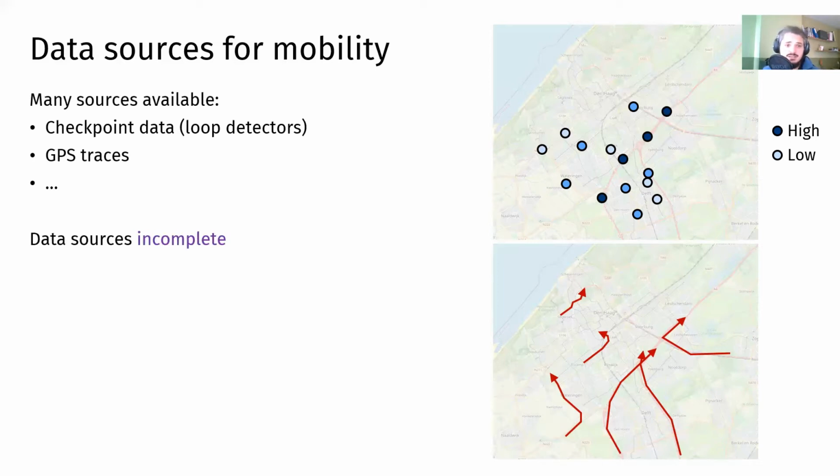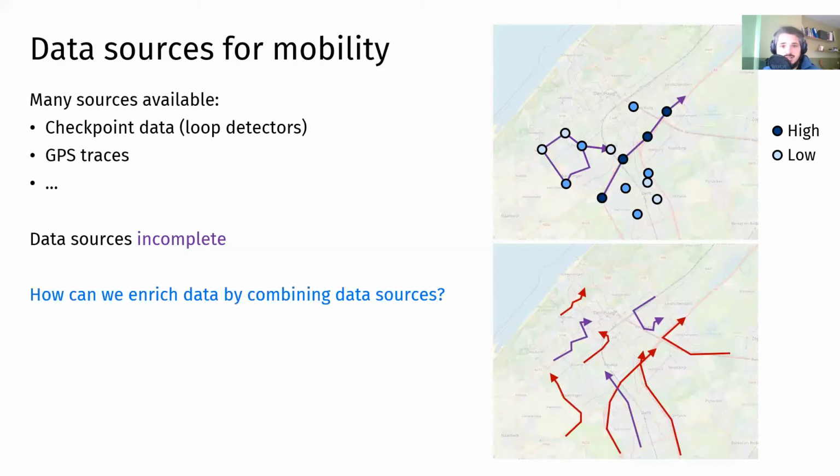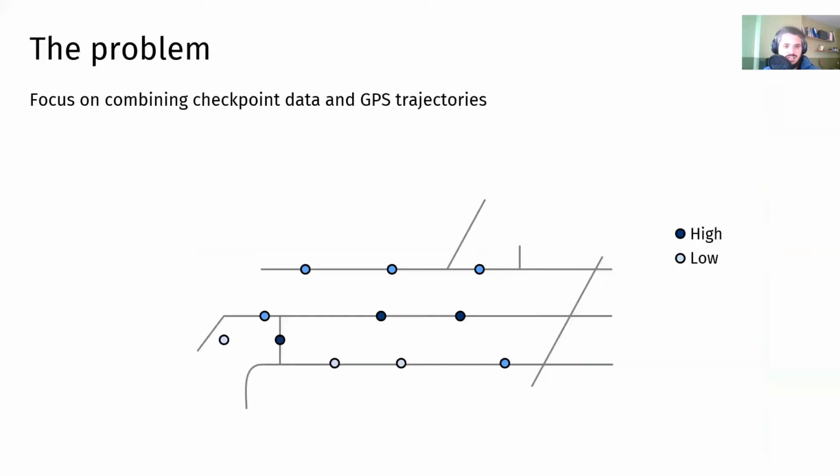So for instance, looking at the checkpoint data, we don't exactly know which route people took when going from one detector to the other. And for the GPS traces, we only have a subsample of the total traffic through the network. So a natural question that may arise is, how can we enrich data by combining data sources? And as you might imagine, what we'll be focusing on today is combining the checkpoint data and GPS trajectories, where our goal here is to reconstruct realistic routes that explain checkpoint data.